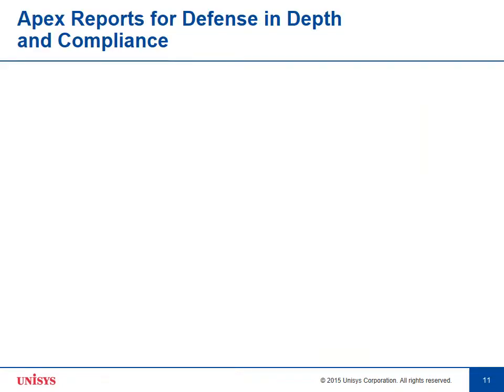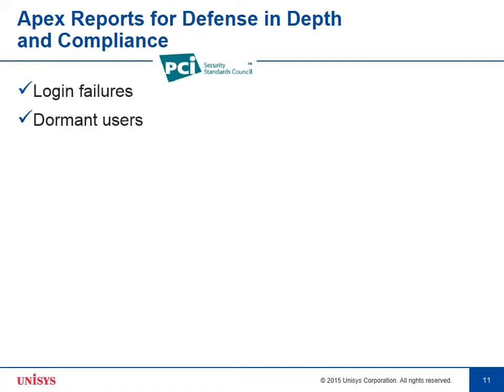Apex reports based on system log data and user ID records help the security officer find events of special security significance, supporting a defense in-depth strategy. Apex includes a set of reports not available in Simon and Security Administration. They include reporting login failures. Dormant users include those who haven't logged on in a certain number of days. This report helps an administrator comply with regulations and industry standards. For example, the Payment Card Industry Data Security Standard, the PCI DSS, says, remove or disable inactive user accounts at least every 90 days.